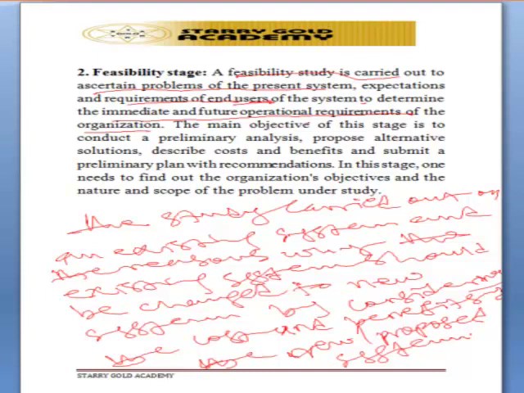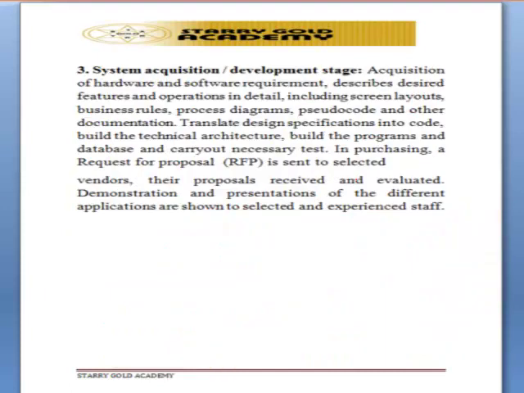So the major objectives of this stage are to conduct a preliminary analysis, propose alternative solutions, describe cost and benefits, and that is what we call cost-benefit analysis, and submit a preliminary plan with recommendations. Also in this stage, one needs to find out the organization's objective and the nature and scope of the problem under study. From there, we will be able to know how to provide an appropriate solution to the problem. And this can only be done through feasibility studies.